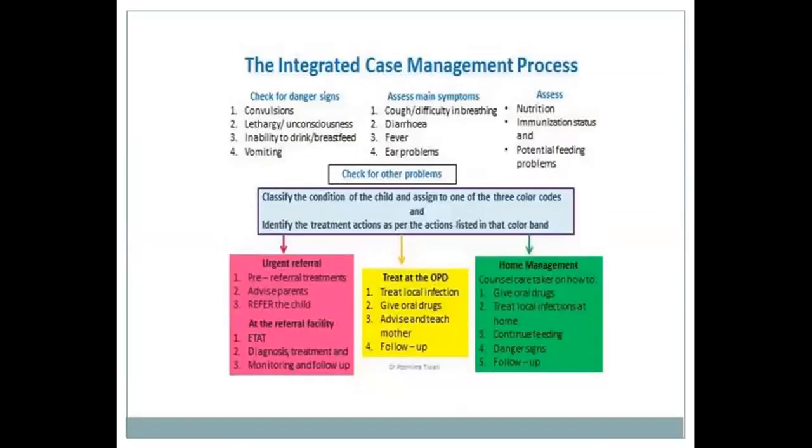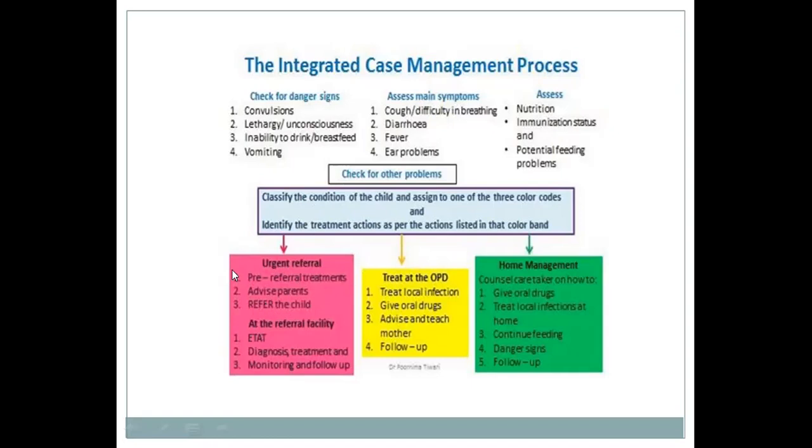The integrated case management process includes looking for danger signs, which include convulsion, lethargy, restlessness, inability to feed, and vomiting. Assess main symptoms: cough, diarrhea, fever, ear problems. Assess nutrition, immunization status, and potential feeding problems, and also check for other problems. Then classify the condition of the child and assign one of three color codes.